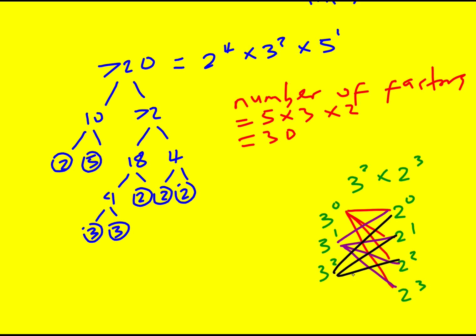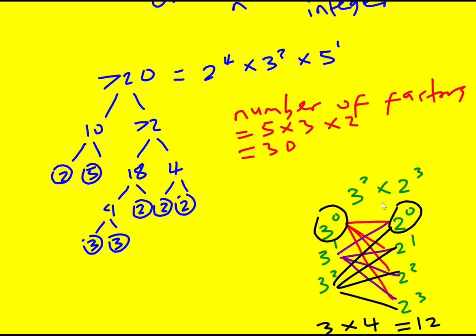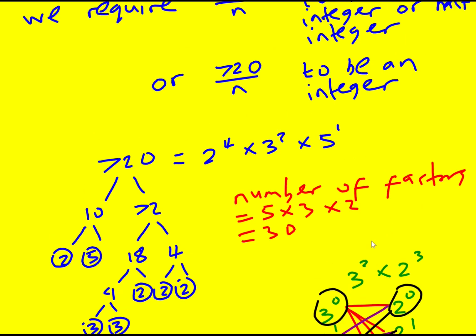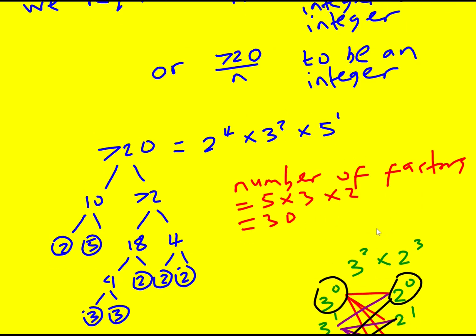And I just need to work out how many links there are. And it's just going to be 3 times 4, which is 12. And all I've done is added 1 to the power, added 1 to the power, times them together. The plus 1 comes from the fact that you have to consider the power 0 in there. So I don't know, that was a quick explanation, but read up on it more if you're not happy with that. So in this case, we have 30 factors.